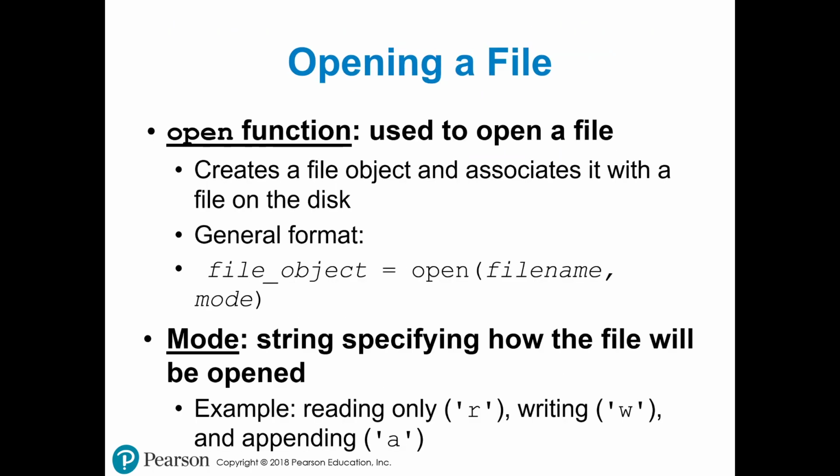Alright, so opening a file, like I was just talking about, we use an open function. What this does is it creates a file object and associates it with a file on the disk. The general format for this is we're going to have a variable name, whatever our variable is going to be, file object, file, file1, file2, whatever you want to call your variable, equals open, and then we use the file name, which is a string, which is the name of the file on the disk, right? And it needs to be the full name, including the extension, generally speaking.